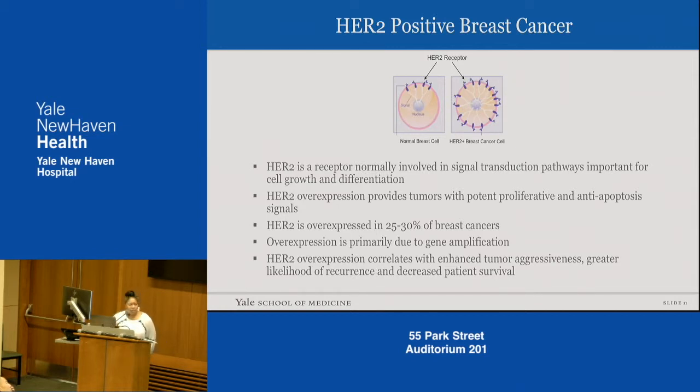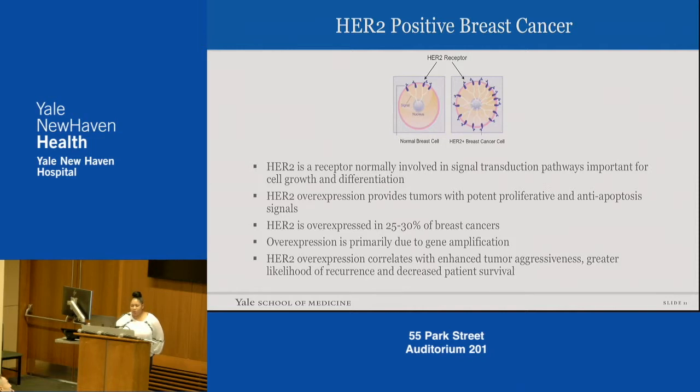And so just to give you a little bit of background, HER2 is a receptor that's normally involved in cell transduction pathways and important for cell growth and differentiation. Its overexpression provides tumors with the ability to grow pretty aggressively. About 25 to 30% of breast cancers are HER2 positive, and this overexpression is due to gene amplification. One would also find that this overexpression correlates to enhanced tumor aggressiveness, greater likelihood of recurrence, and decreased patient survival.